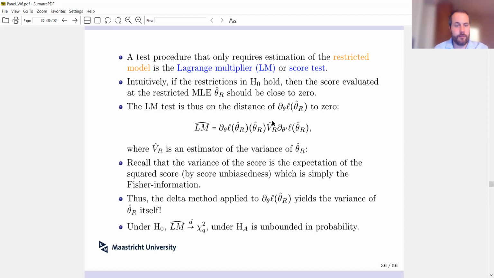The same thing applies with respect to the asymptotic distribution. If the null hypothesis is true, then this statistic converges in distribution to a chi-square distribution. If the null hypothesis is false, this LM statistic will explode, and therefore we should expect good power properties whenever the null is actually violated.